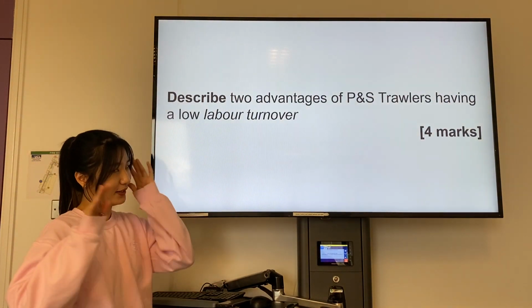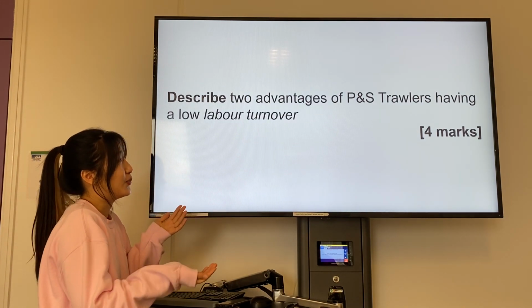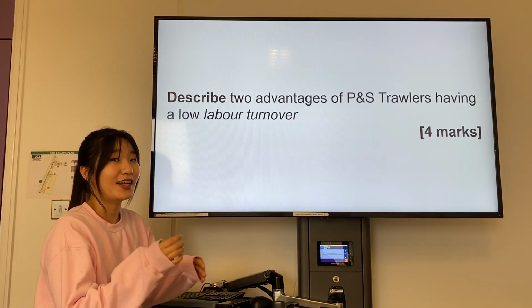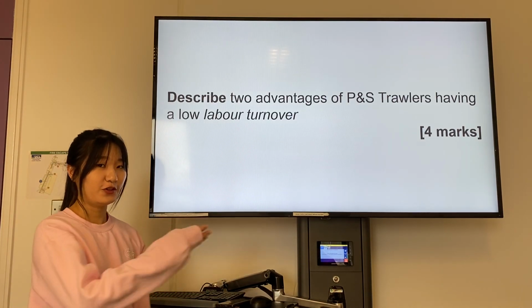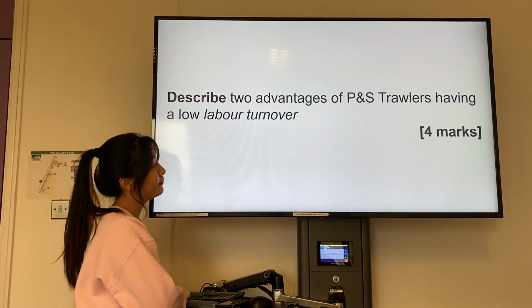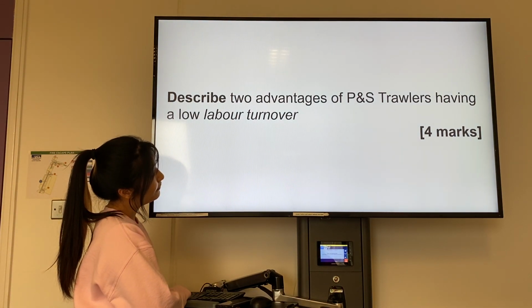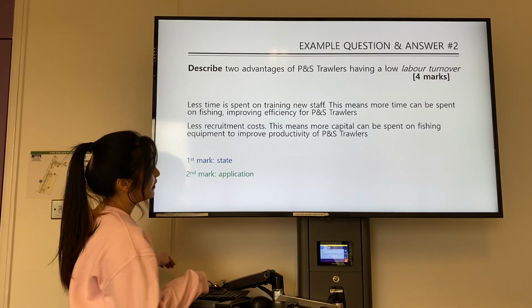Have a second to think about that. What kind of advantages would low labor turnover have? It has tons. Your textbook's going to give you tons, but which of them apply to our fishing industry, our case study? So an example answer would look like that.